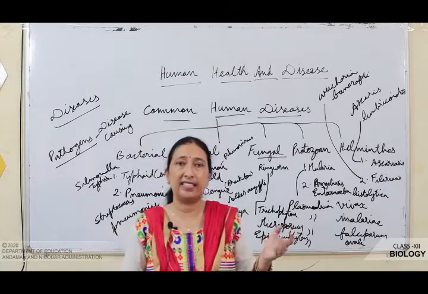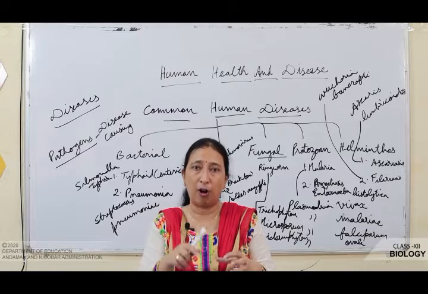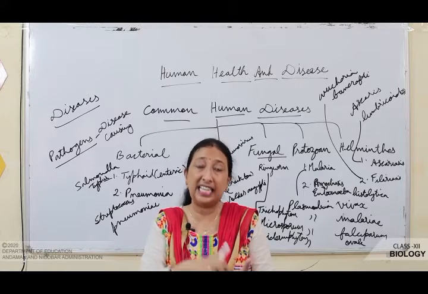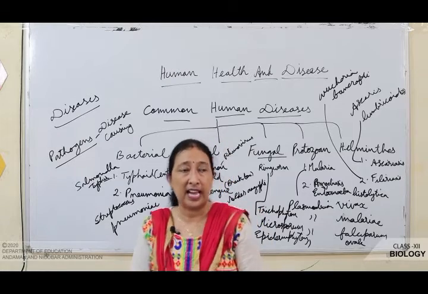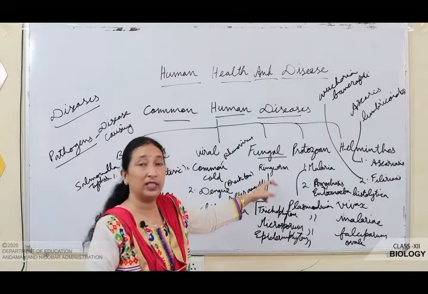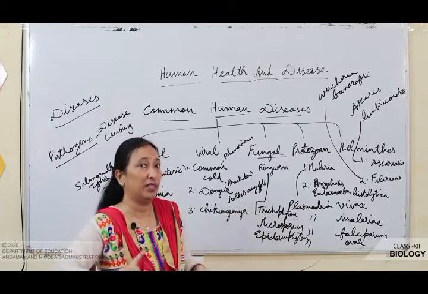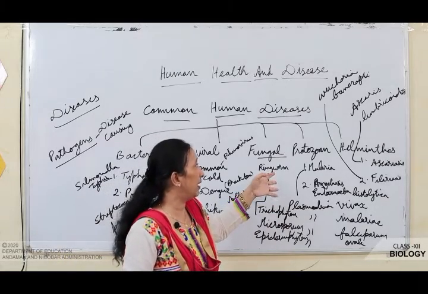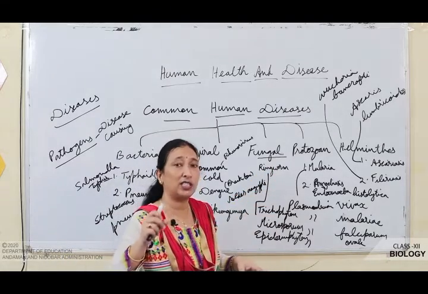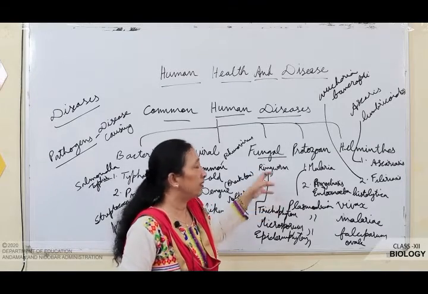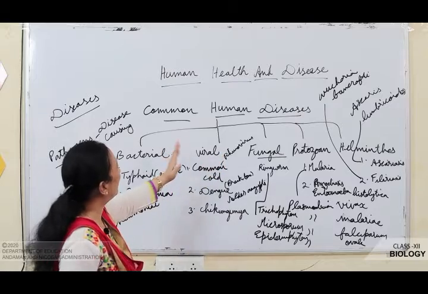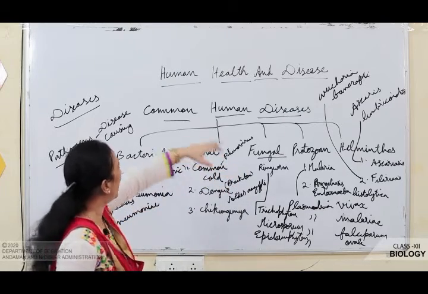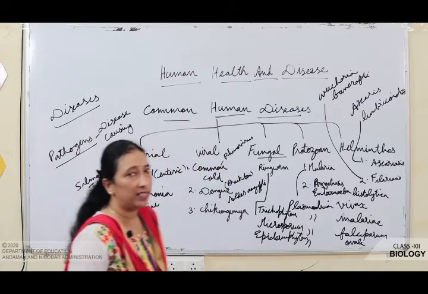And again as I said, it forms where there is heat and moisture, in the groin areas, in the folds of the skin, and in between the toes. That is why athlete's foot is also a form of fungal infection, because it is found between the toes. So now we have completed all the diseases, bacterial, viral, fungal, protozoan and helminths. These are the common human diseases.